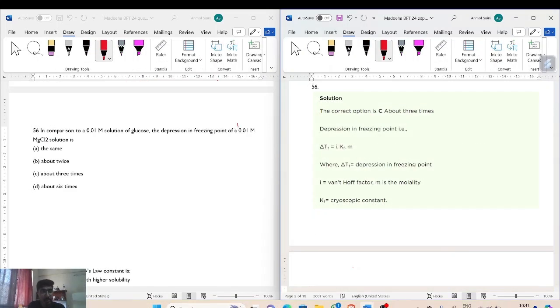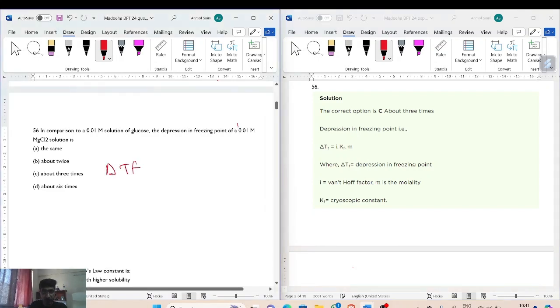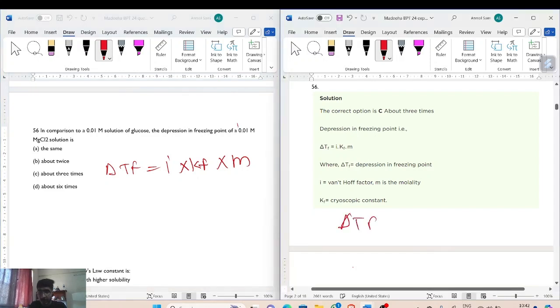Now question number 56. In comparison to a 0.01 molar solution of glucose, the depression in freezing point of a 0.01 molar MgCl2 solution is. Here we have to compare the depression in freezing point for these two solutions. First of all, the formula for depression in freezing point is delta Tf equals i Kf into m. For glucose, we know that it will not further dissociate or associate. So the i value will be equal to 1 for glucose.